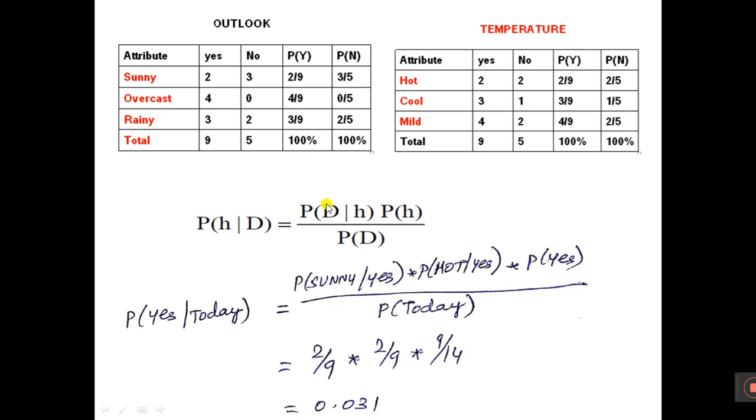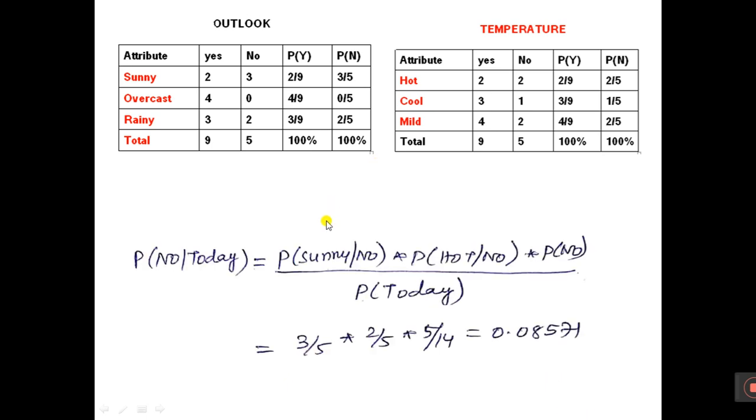So here probability of sunny in given S is given by 2 by 9. See in the first table it is 2 by 9, that is multiplied with, in temperature table probability of hot in the given S is 2 by 9, then multiplied with probability of S. So probability of S is based on the total combination of 9 plus 5, totally 14. So 0.031. This is the value only for this numerator function, right? Because this denominator function is common.